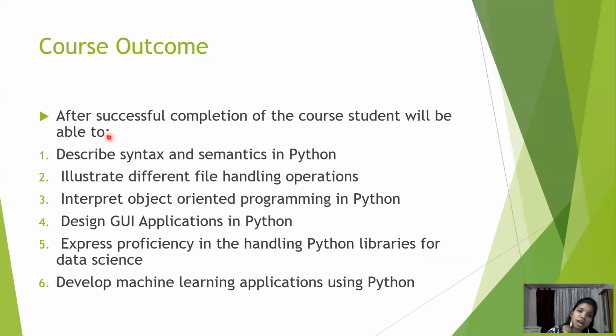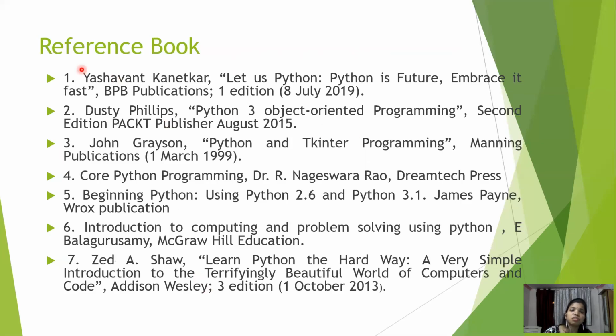Course outcome: after successful completion of this course, what you can learn is you can describe any syntax, you can describe any program in Python, you can describe different operations, file handling operations, you can interpret any programming in Python, you can design applications. You can develop any application, with proficiency in handling Python libraries, you can develop any application related to machine learning. So these are the outcomes. Now these are different books, Yashwant Kanetkar, Dusty Phillips. You can take a screenshot, you can search.